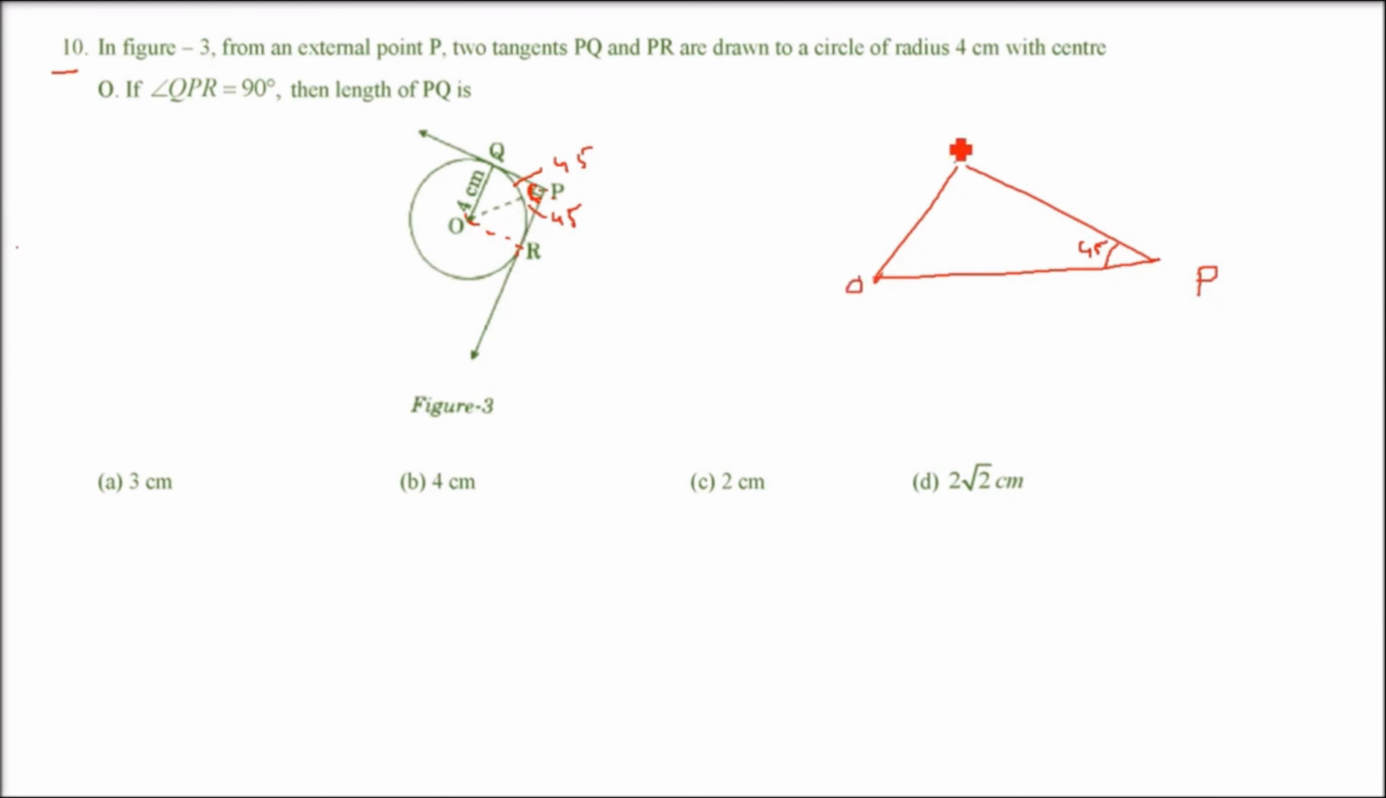This is P. This is O. This is Q. So this is 4, and we have to find out PQ. So tan 45 is OQ by QP, or PQ. So tan 45 is 1. So PQ equals OQ. OQ is 4. So PQ equals 4. So B is the answer.